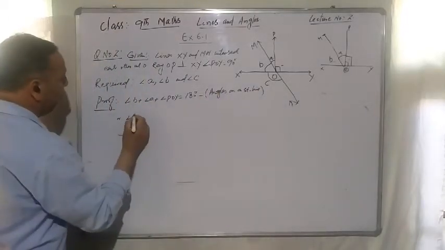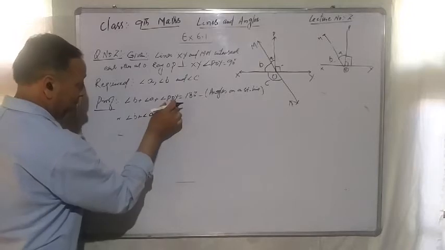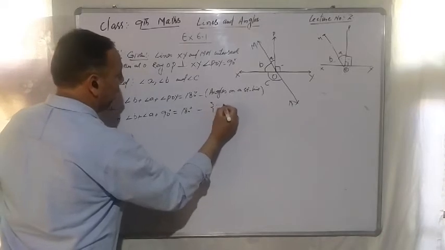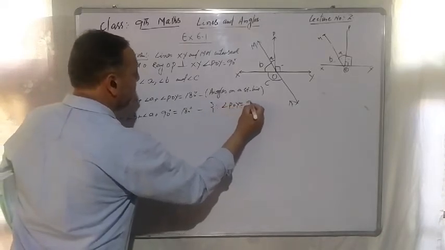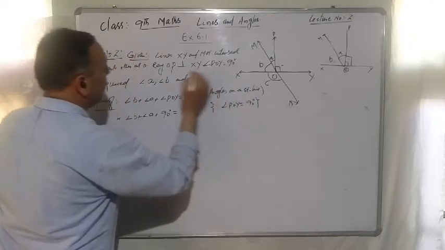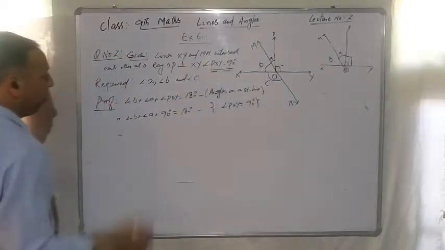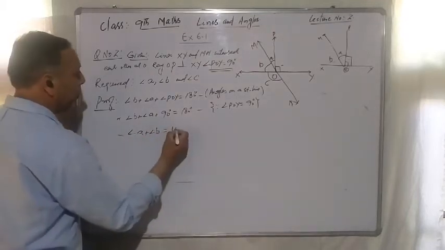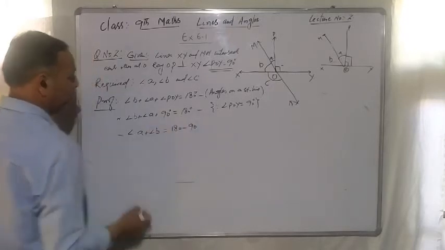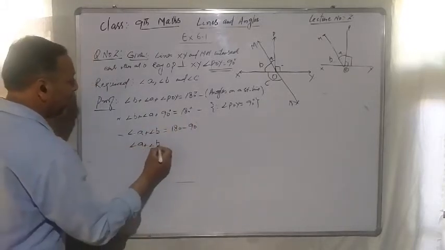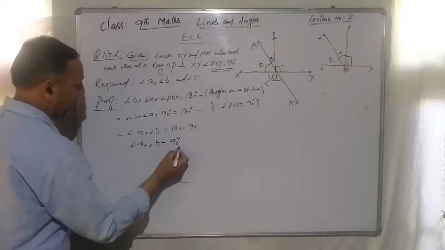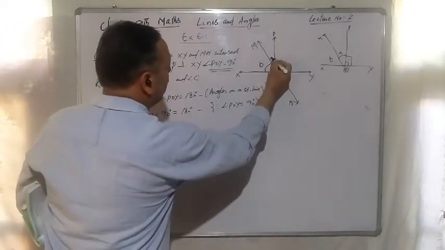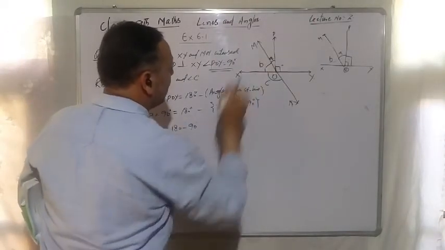Or we have angle B plus angle A plus angle POY, which is 90 degrees, is equal to 180 degrees, because angle POY is 90 degrees, given. So we can write angle A plus angle B is equal to 180 minus 90. That means angle A plus angle B is equal to 90 degrees. These two angles are now 90 degrees.